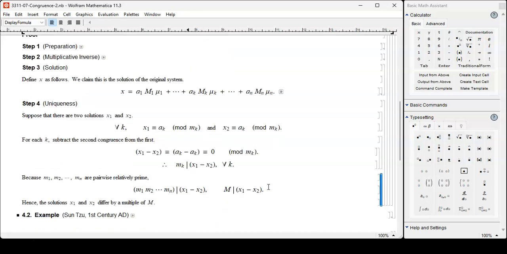What's the LCM? These are all pairwise mutually prime, pairwise relatively prime. So the LCM is just the product. So capital M happens to be the LCM, so that divides this x1 minus x2. In other words, x1 and x2 are congruent modulo capital M. That proves the uniqueness.